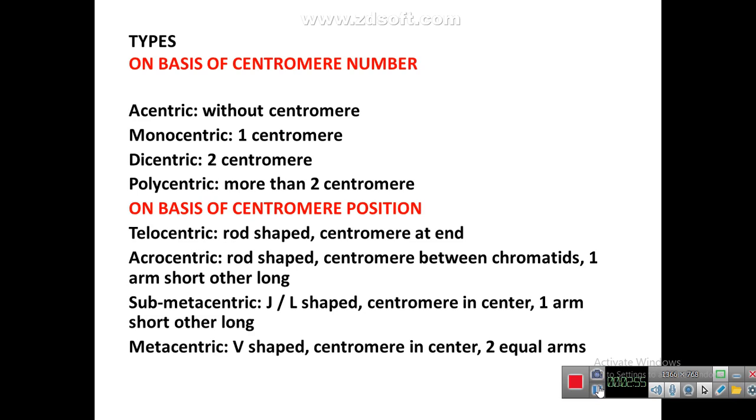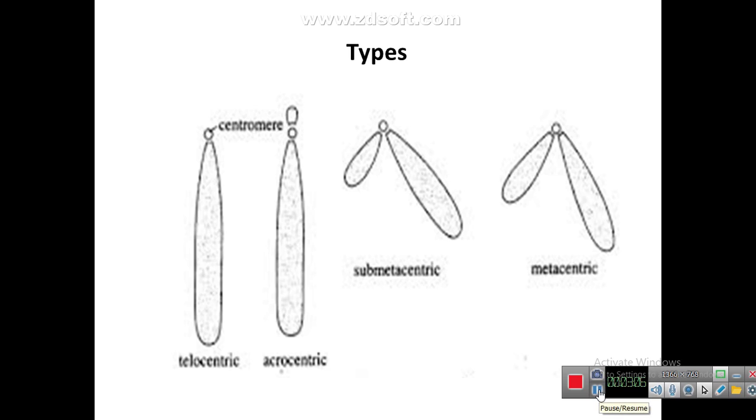Submetacentric, J or L shaped, centromere in the center, one arm short and the other long, meaning the two arms are of unequal length. Metacentric, V shaped, centromere is in the center, two arms of almost equal length. Diagram showing different types of chromosome on the basis of position of centromere.